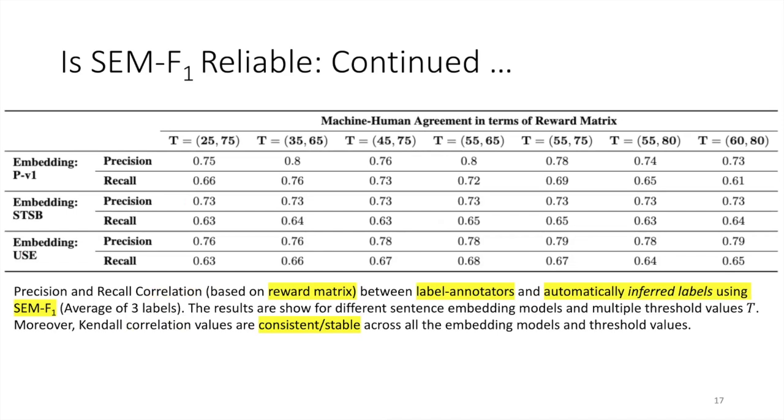Again, we show the correlation between human labels and SEM-F1 inferred labels in terms of the reward matrix. Just like Kendall rank correlation, the correlation scores are again consistently high and stable across all the embedding models and threshold values.